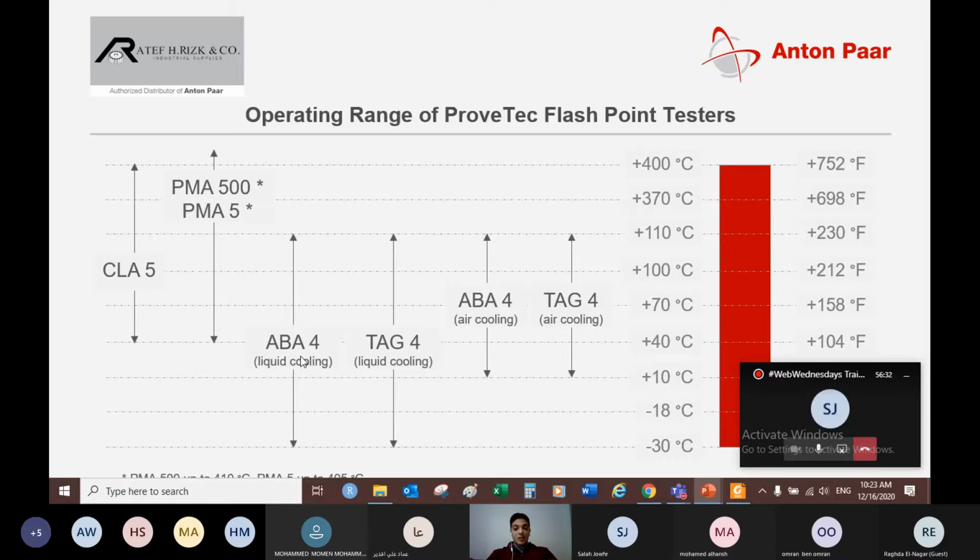And then we have two kinds of instruments, the Abel and the TAG flashpoint testers, and both of them have two versions to deal with samples with high volatile content. The first one is liquid cooling, to handle samples below the ambient and down to minus 30 Celsius, and the other one is air cooling, which uses the Peltier element and an air fan to deal with samples from 10 Celsius to 110 Celsius.